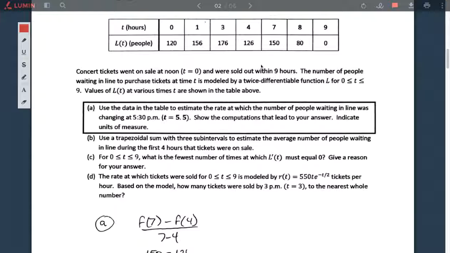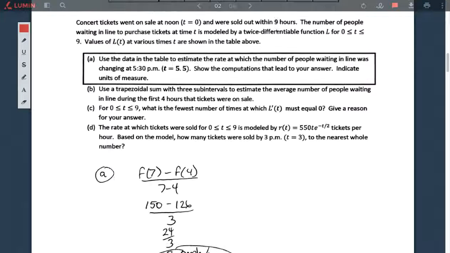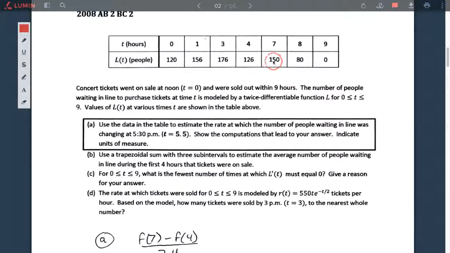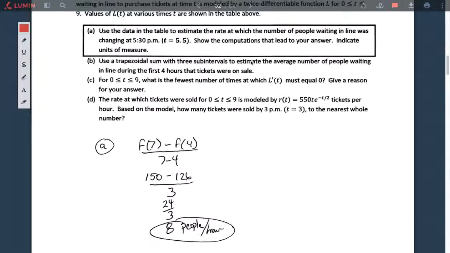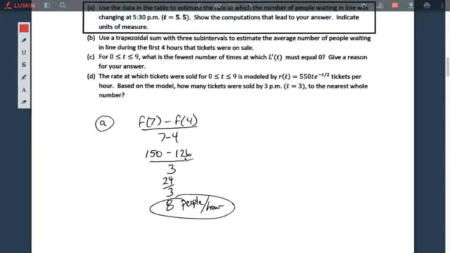This time, 5.5 is not in my data, so that means I have no choice but to use 7 and 4. Anything but 7 and 4 is not going to be accepted on this one. So I need f of 7 minus f of 4 over 7 minus 4. So f of 7 is 150, f of 4 is 126.